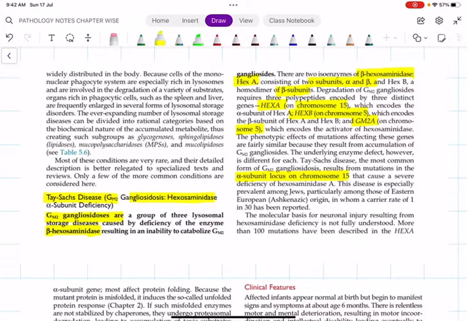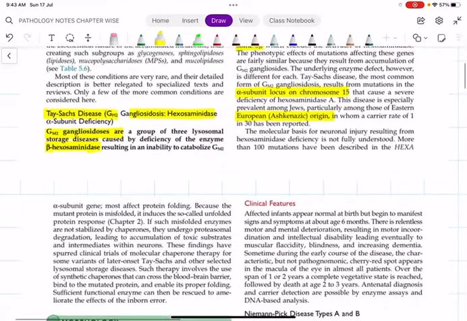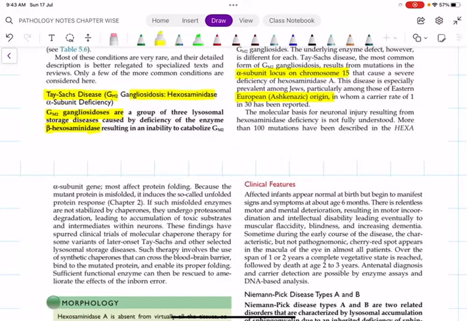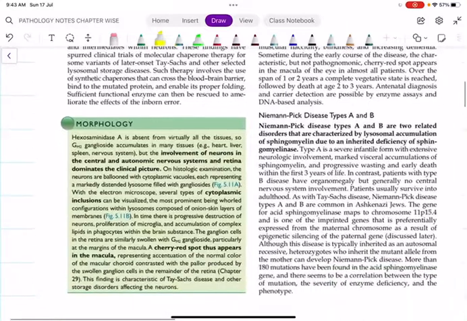Remember, the clinical history will be that of a Jewish child; in Jews, these are more common. Here the misfolded proteins undergo accumulation, and these proteins cross the blood-brain barrier, so there are a lot of CNS manifestations. Now let us go to the morphology. I told you the problem here is the alpha subunit of hexosaminidase A.